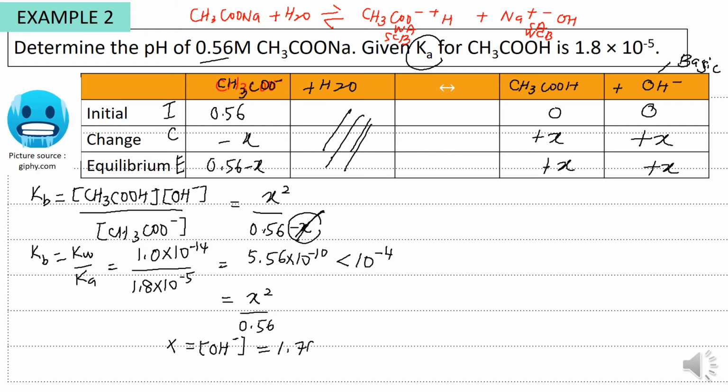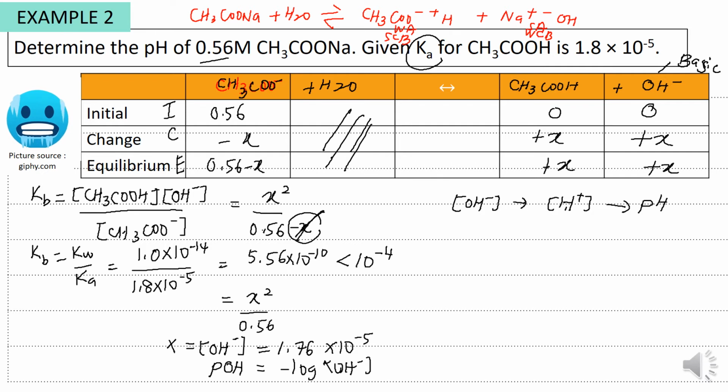So from the hydroxide ion concentration, you have two options to find the pH. Either from this hydroxide ion you find the pOH, where pOH is negative log of the hydroxide ion concentration, or you find the hydrogen ion first, then you find the pH. Either one you can use.